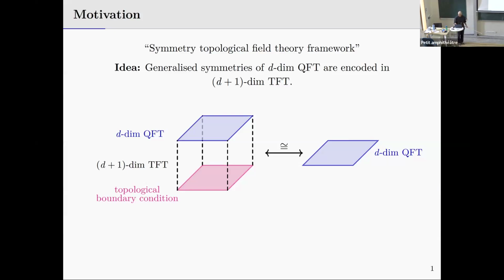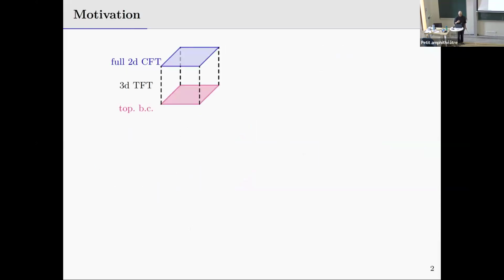But this actually brings me to the point, which is I want to try and use these vague ideas to understand full 2D CFTs. So this means we'll now be in the following situation where we have a full 2D CFT on one boundary. So we'll have some conformal manifold or conformal 2-manifold. In the bulk, we have a 3D TFT, and on the other boundary, we have a topological boundary condition.